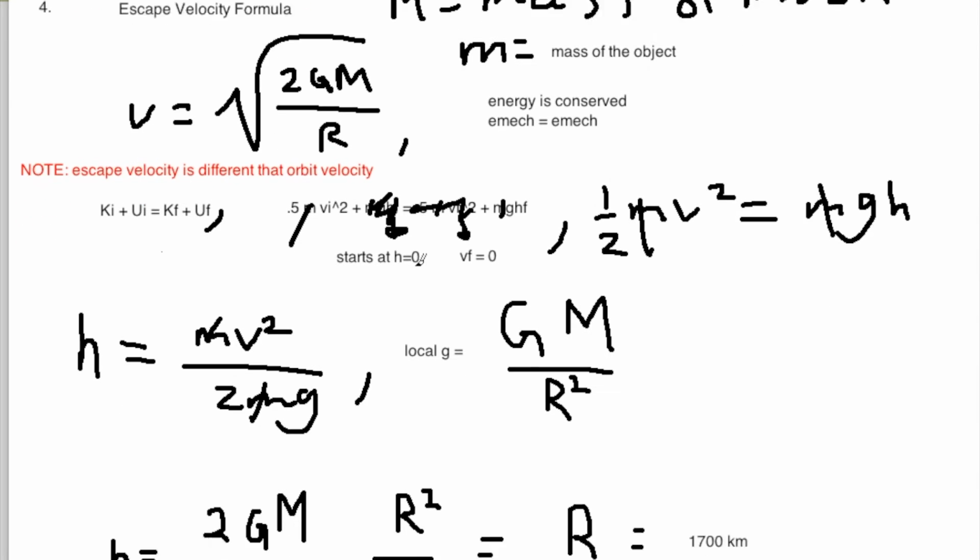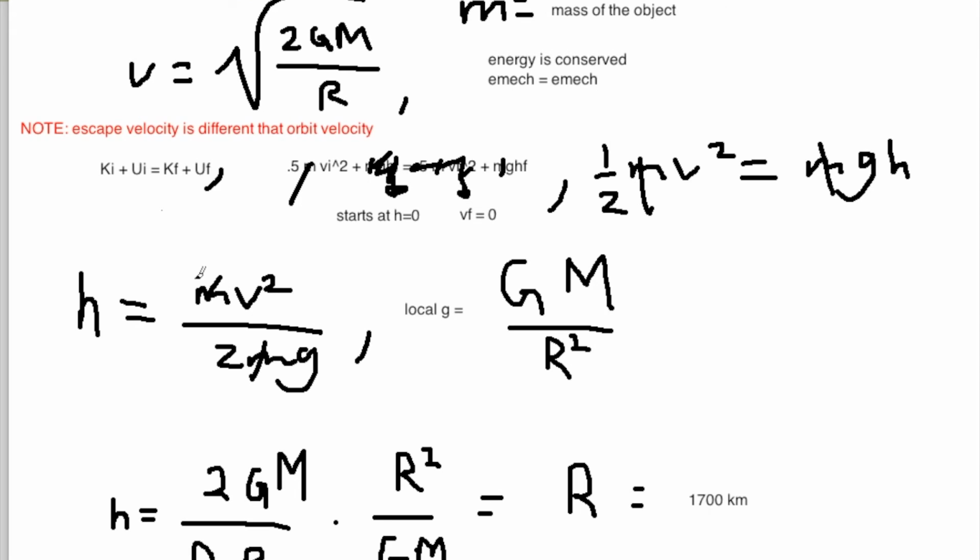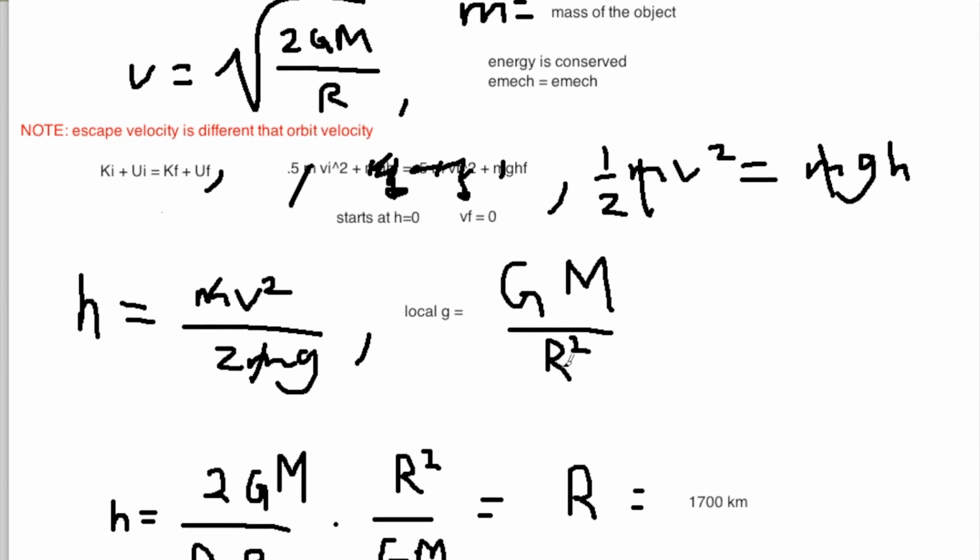I canceled them here too. So then rearranging the equation for h, we get h equals v squared over 2g. So let's use the local g formula. Like for Earth, g, 9.81 meters per second squared, is equal to the universal gravitation constant times the mass of the Earth divided by the radius squared. If we're at the Earth's surface, then we just use the radius of the Earth. But if we're higher up, then the gravity is actually going to be different.